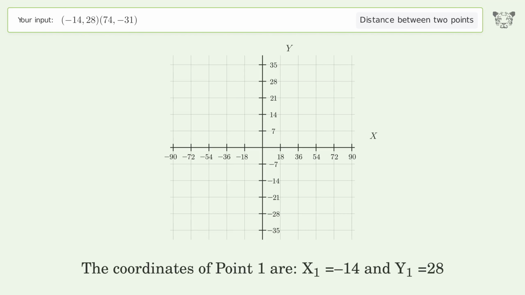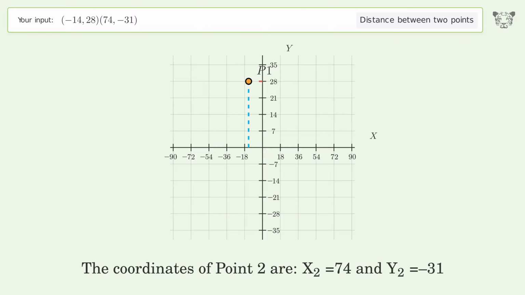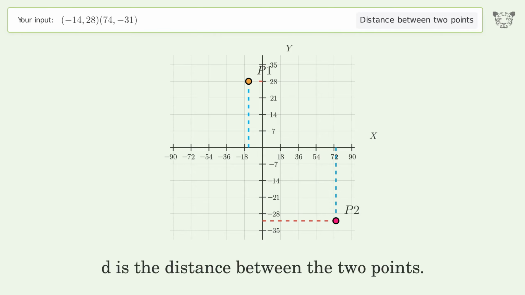The coordinates of point 1 are x1 equals -14 and y1 equals 28. The coordinates of point 2 are x2 equals 74 and y2 equals -31. D is the distance between the 2 points.